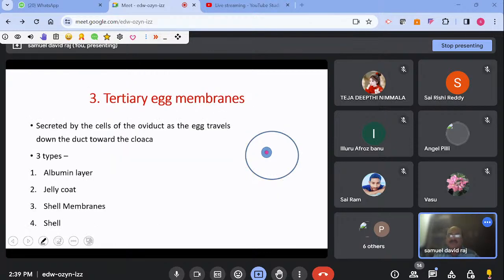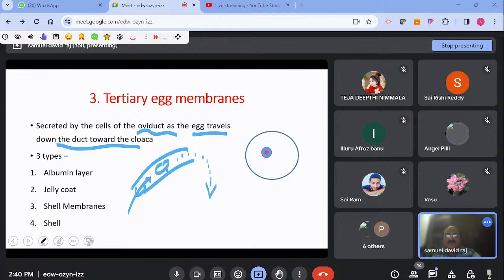This is the ovum. Coming to the third one, tertiary egg membranes. These are secreted by the cells of the oviduct as the egg travels down the duct toward the cloaca. So these are secreted only. If this is the oviduct, the egg reaches the oviduct. As it passes through until it reaches the cloaca, from where it is delivered outside, here the egg is said to be invested by certain membranes. These are called tertiary egg membranes.